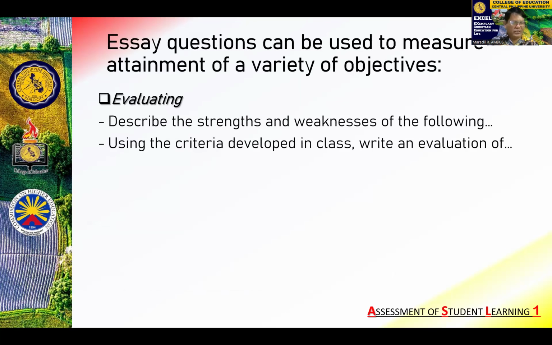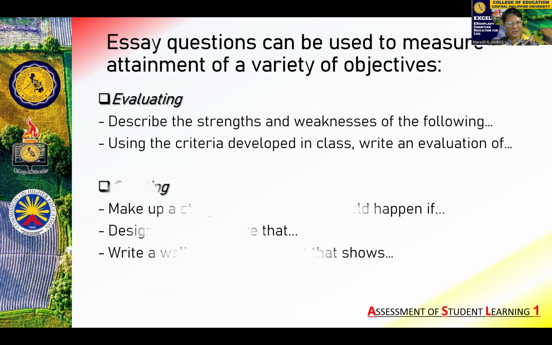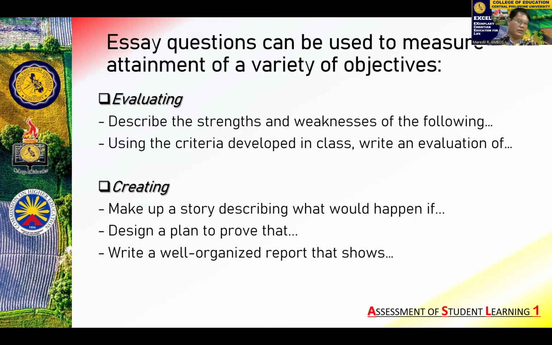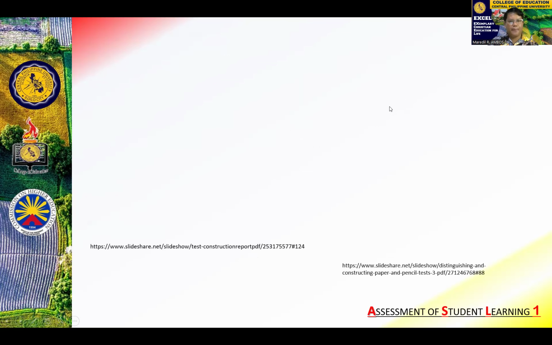Then we have evaluating. Describe the strengths and weaknesses of the following. So you need to evaluate. Using the criteria developed in class, write an evaluation of. And for creating, an example is: make up a story describing what would happen if. Or design a plan to prove that. So it's still creating. Now write a well-organized report that shows that, that's creating. So these are probably some examples that we can have in creating essay questions.